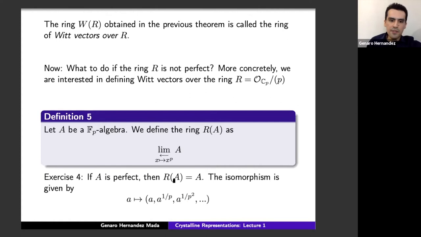Because since A is perfect, then the Frobenius is an automorphism. So just to say that this is perfect, and in the case that A is perfect, we get the same. Okay.